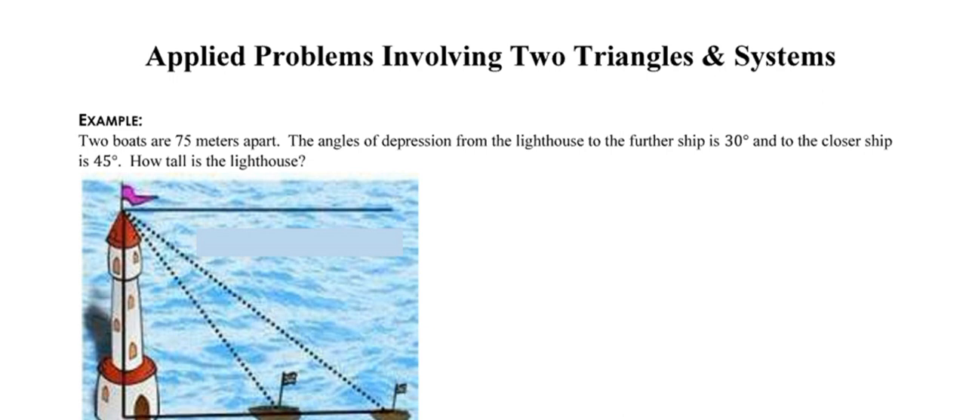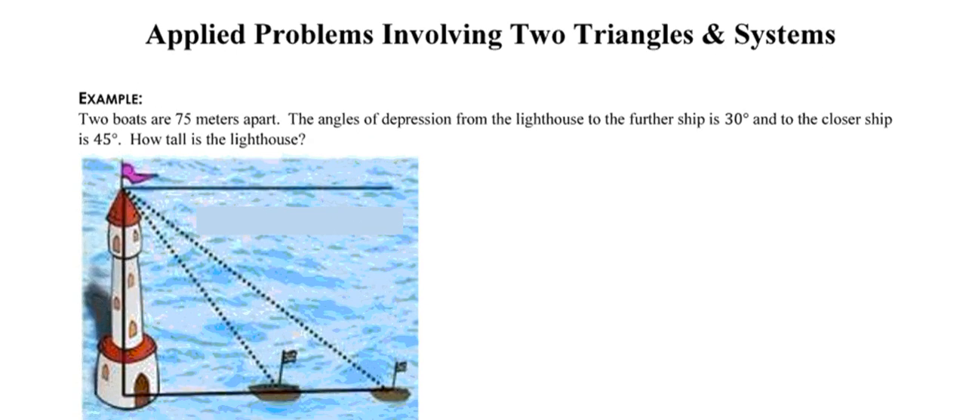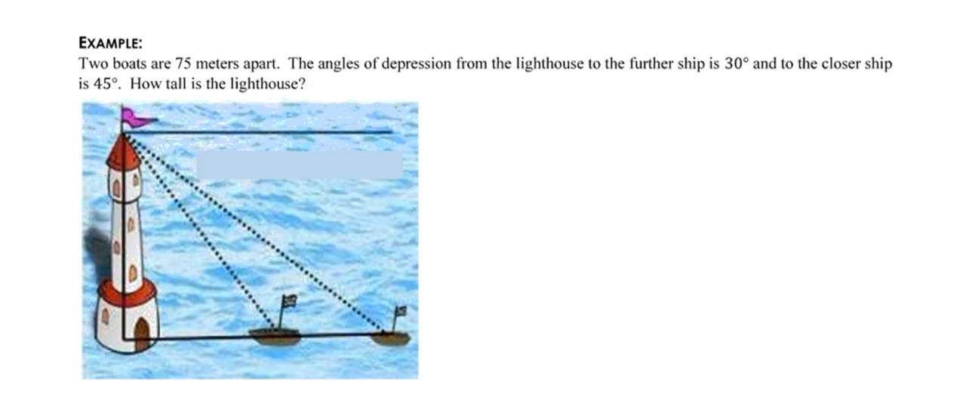This video will combine your knowledge of double triangle trig together with solving systems of equations. All right, this is going to be a doozy of a problem. Let's get started. In the first example, they tell us that there are two boats that are 75 meters apart.